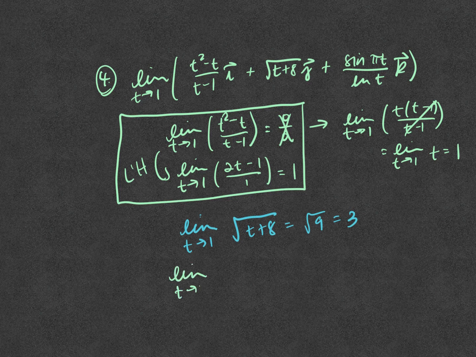And then let's look at the last one. It says the limit as t approaches 1, and we have sine of pi t over natural log of t. When we plug in 1, we have sine of pi, which is 0, and natural log of 1 is 0. So this one requires L'Hopital's rule.